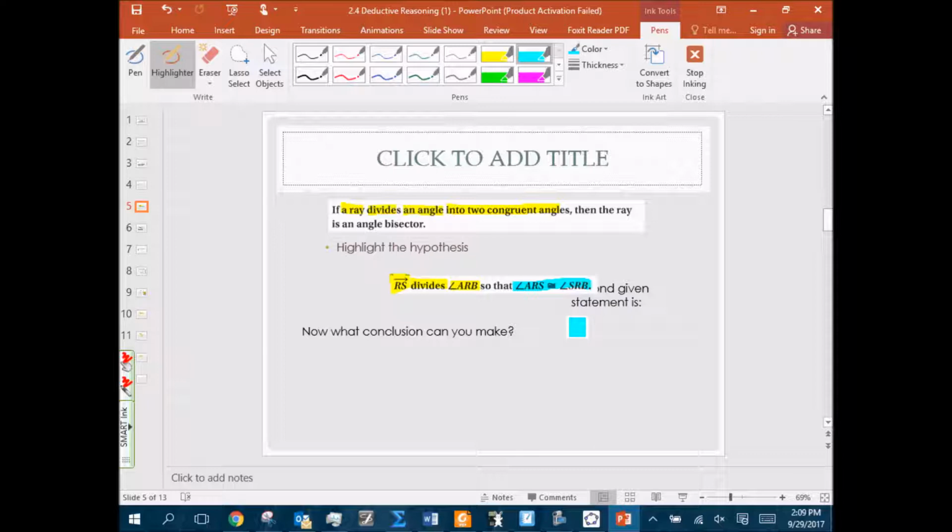Here it says a ray divides an angle into two congruent angles, then that ray is an angle bisector. So down here, the ray we're talking about is RS, right? So what can you tell me about ray RS? It's a what? It's an angle bisector because it divided angle ARB into two congruent parts. Is that right? Yeah. Okay.